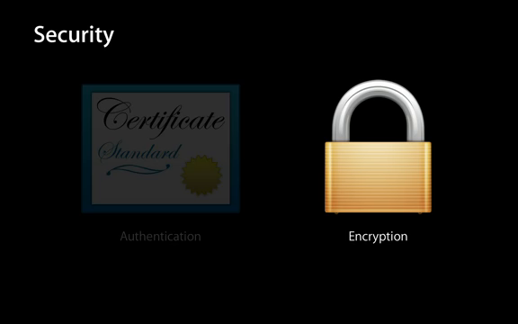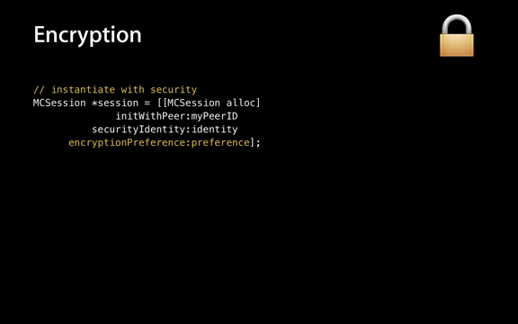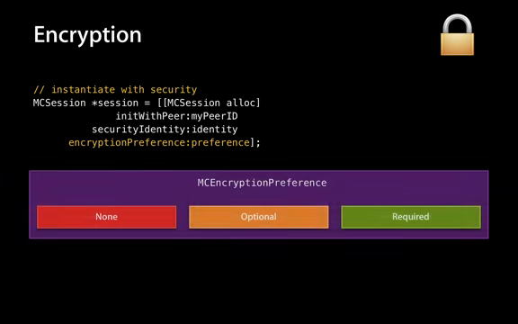Now, let's take a look at encryption. To set up encryption, you will use the same initializer that we mentioned when we talked about authentication, and you will have to use the third parameter, encryption preference. Now, for encryption preference, we provide you with three options. One is encryption preference none. If you decide to specify encryption preference none, that will mean that you do not want to encrypt data. If somebody wants to encrypt data on the other side, you will not be able to connect to that peer.